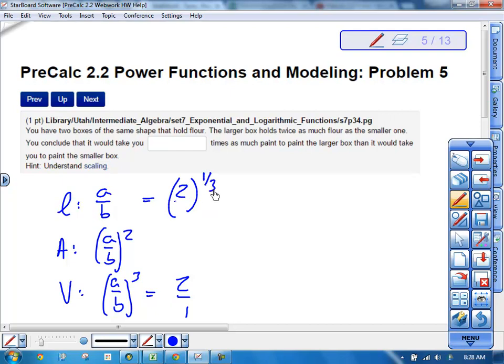Cube rooted. And so I'd square that then, so it's 2 to the 2/3 again for my area ratio, which is what they want because they say that it would take you how much paint to paint the larger box. So they're asking for the surface area ratio because your paint is equivalent to surface area. You're covering the outside of the box.